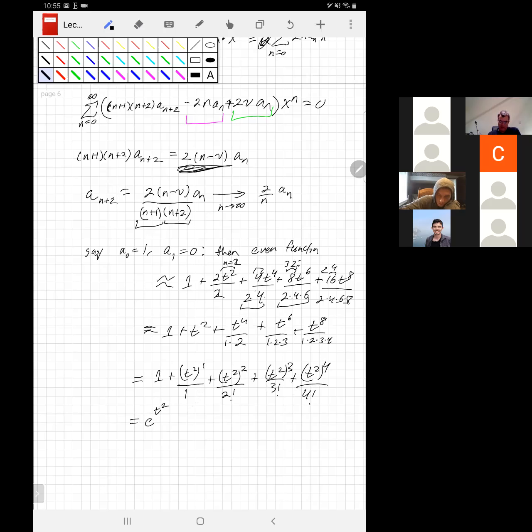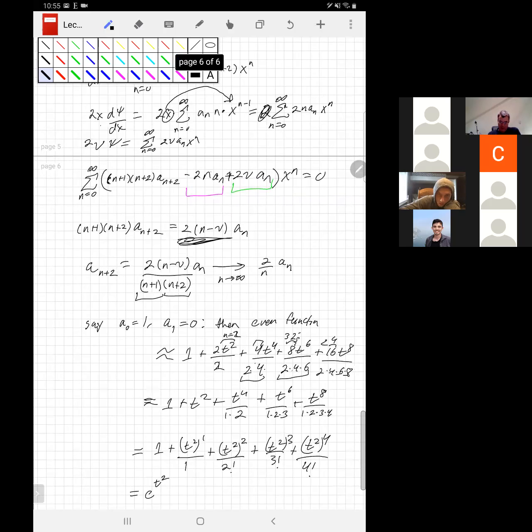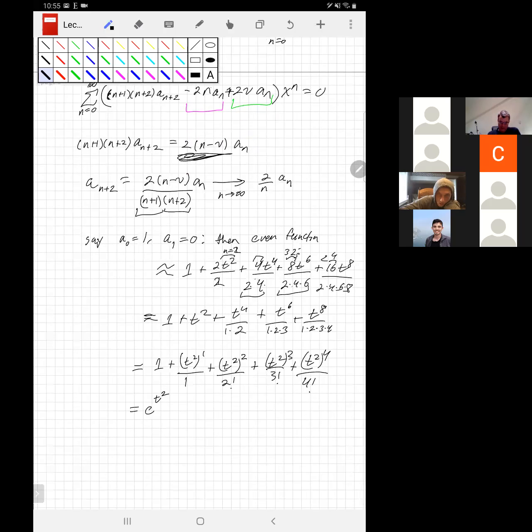Why did I write t? I switched from t to x partway through. I apologize. Or e to the x squared if I were consistent. And at this point, we could say, all right, well, is e to the x squared a valid solution?